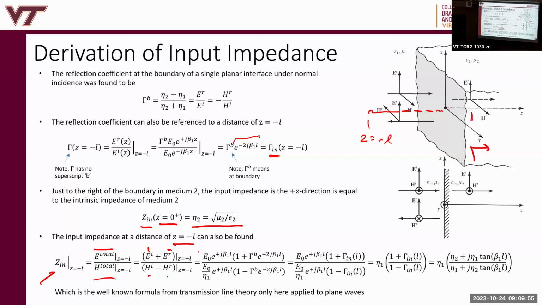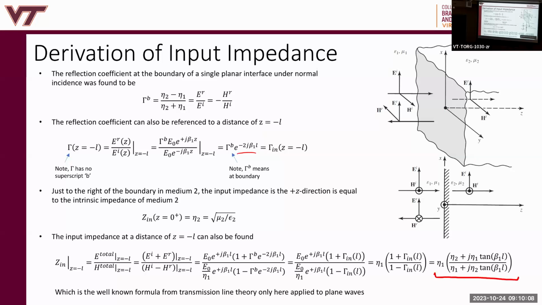We can write out the expression here for that in terms of this new reflection coefficient with the exponential term added to it, this one. And if we do the ratio here, we end up with this expression. This is the well-known formula from transmission line theory for input impedance, but now we derived it from a plane wave perspective. You should have seen this formula before, but now we've just derived it in terms of plane waves.